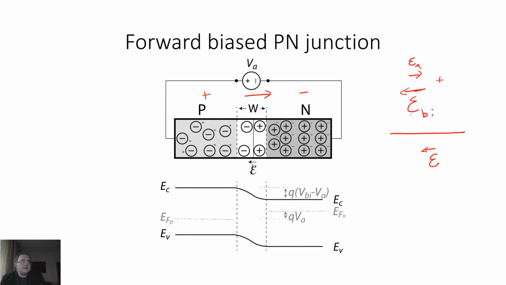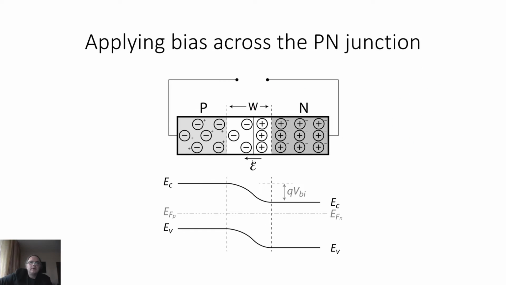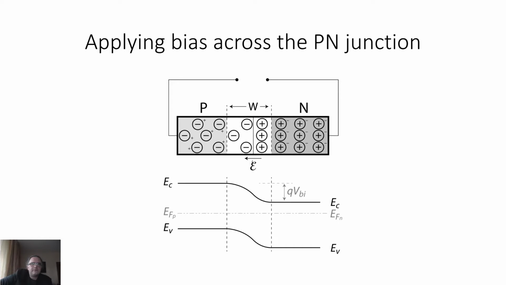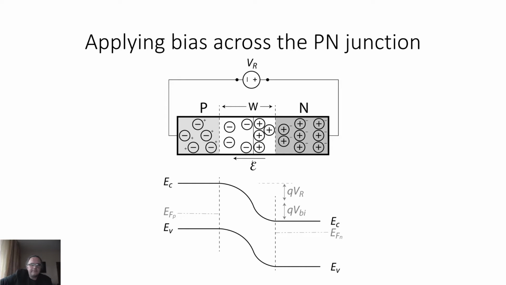Now you see that from the thermal equilibrium to the forward bias mode, the electric field effectively reduced. So if the electric field reduced, then the potential difference between these two points reduced. And this is the lowering of the potential difference, which is seen in the bending of the band diagram. So this is the video in which the different voltages are applied.